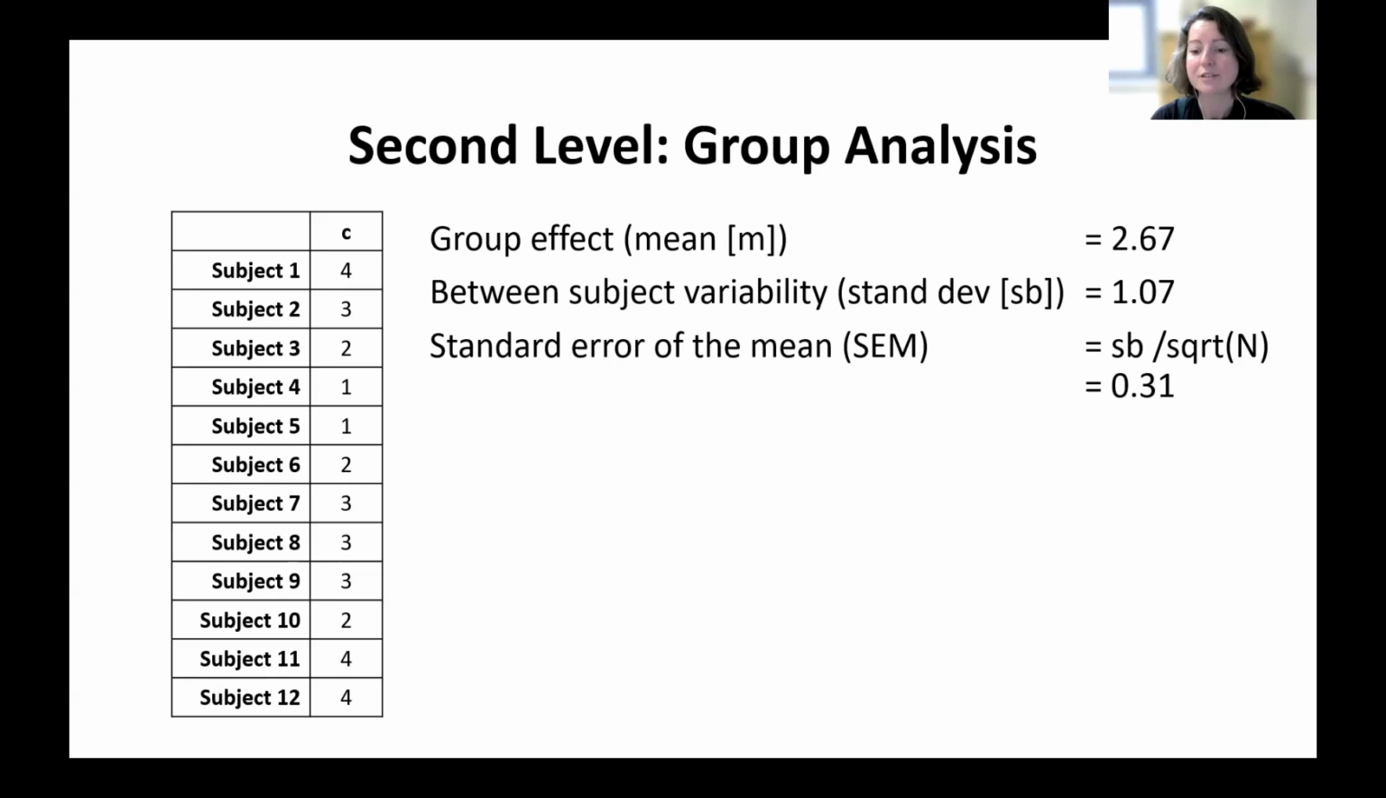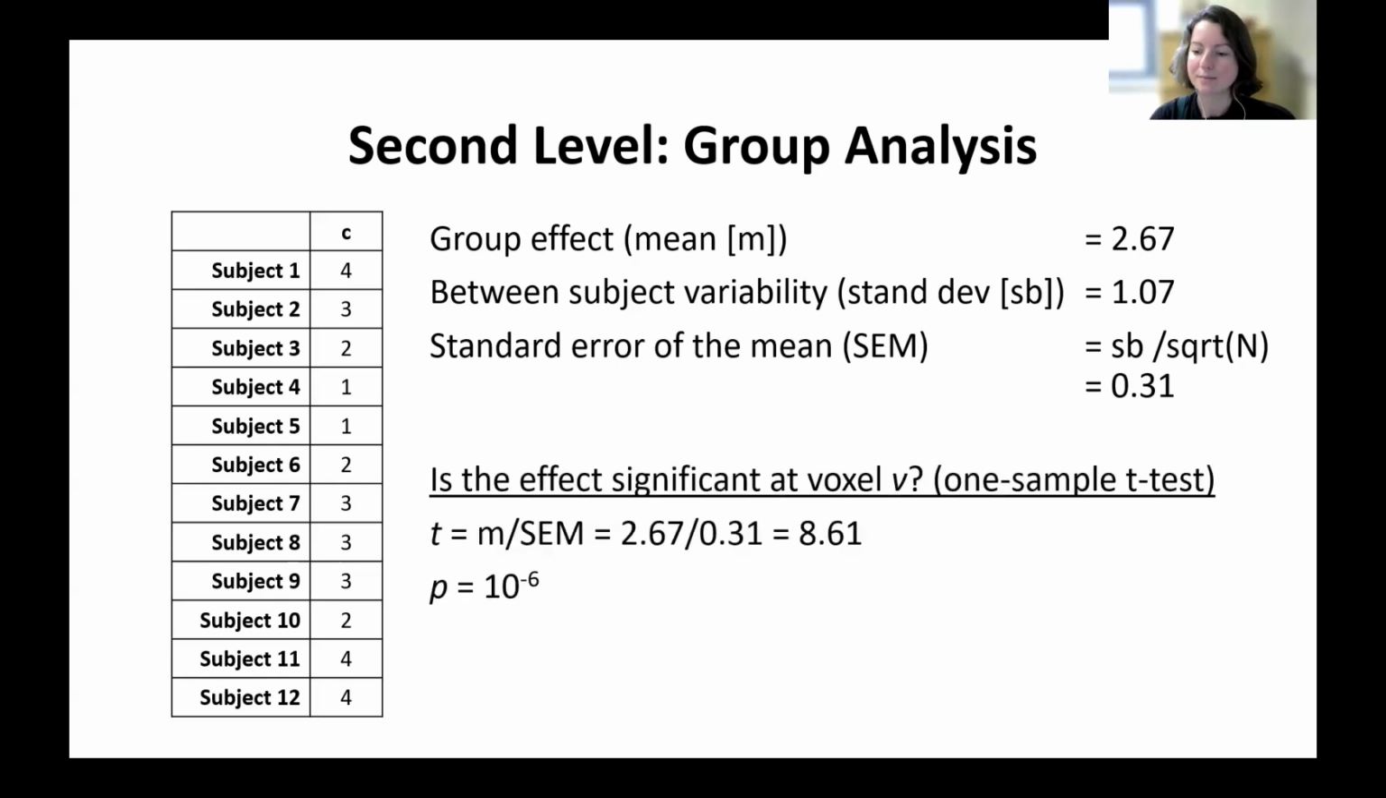The t-value is then calculated as the mean divided by the standard error of the mean, which in this case gives us a t-value of 8.61. And that's quite high. Now, to determine the p-value, we can just look up the t-value in the Student's t-distribution. In this case, a t-value of 8.61 gives us a p-value of 10 to the minus 6, which is very small and definitely below the cutoff of 0.05, which we usually use in statistics to determine significance.